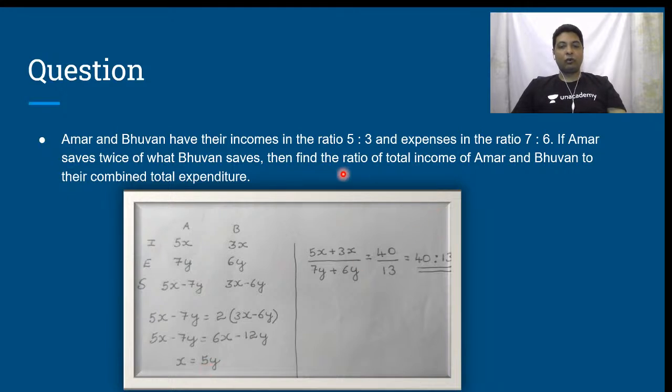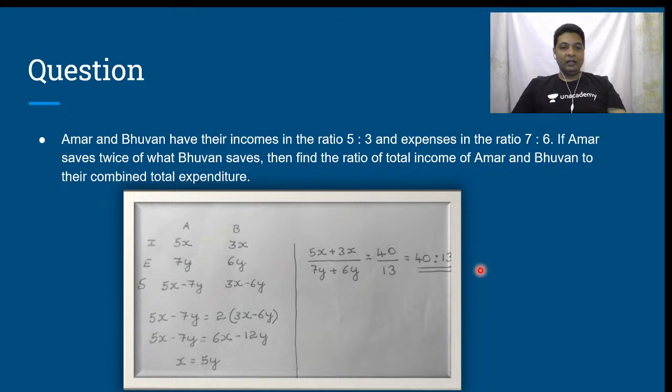Now he has asked the ratio of total income to their total expense. Total income is 8x and the total expense is nothing but 13y. Now 8x is the same as 40y. So we get 40y by 13y. y and y get cancelled out. 40 by 13, which is 40 is to 13, is nothing but the ratio of the total income of Amar and Bhuvan to their total expense. So the ratio is 40 is to 13. Is that clear?